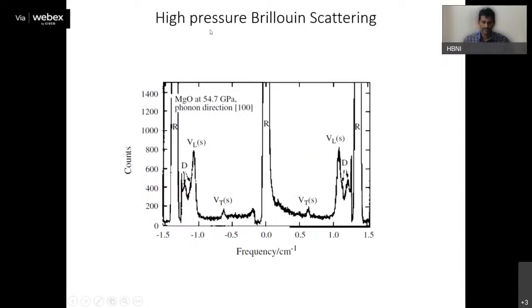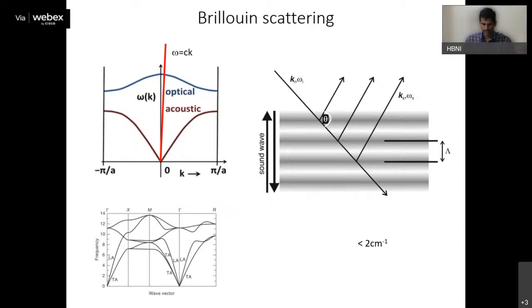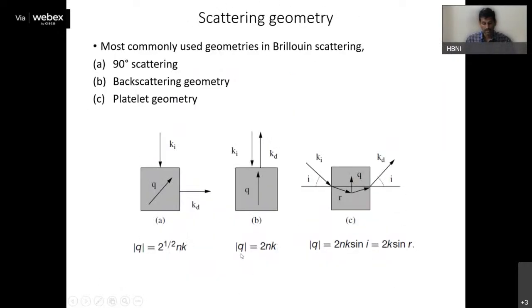This is the typical high pressure Brillouin scattering spectra. Here, if your system contains different atoms, then you have different branches of transverse acoustic or longitudinal acoustic. And when you are doing the measurement, basically you are measuring the slope, which gives the velocity. So you will get them at different locations.